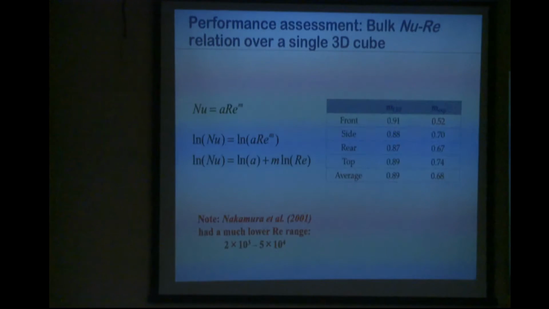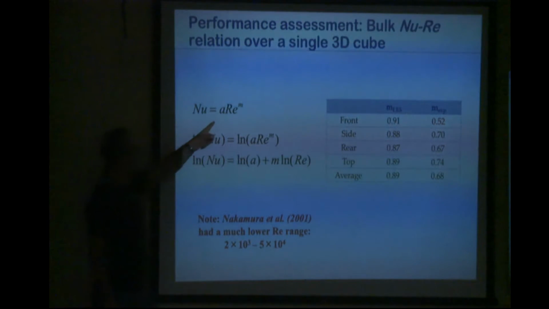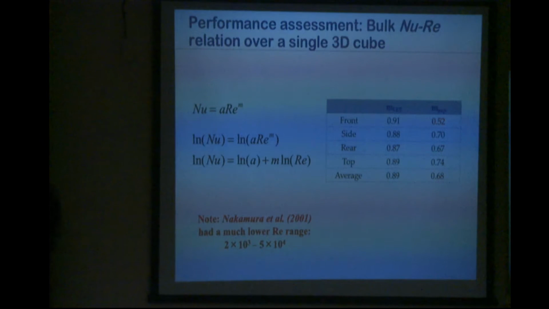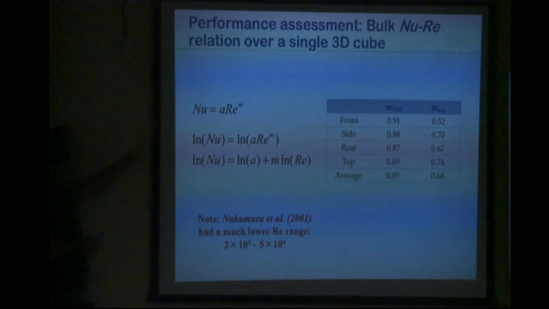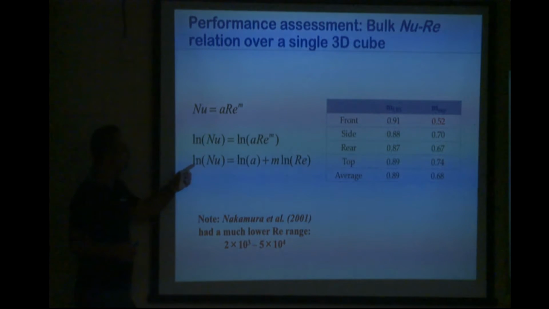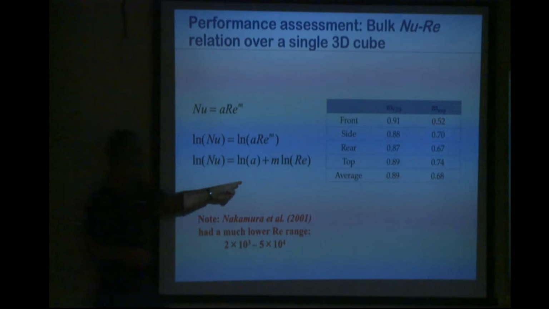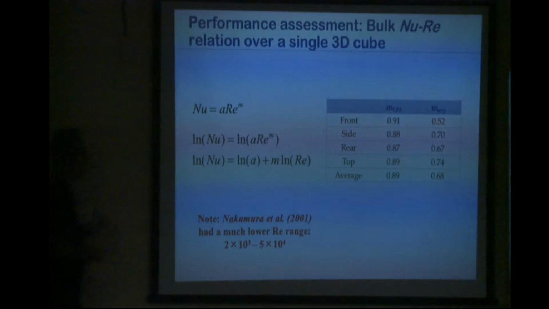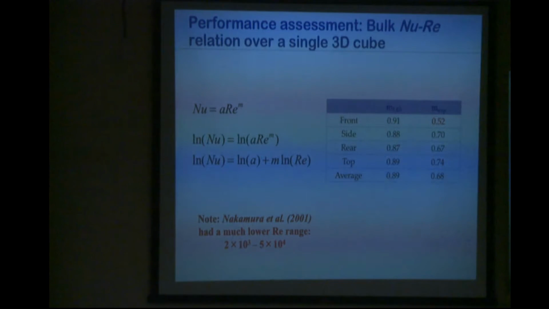Now, one thing we need to be able to predict is, again, I told you that Nusselt goes like Reynolds to the M. M is very important to predict because M tells you about the efficiency of heat exchange between the wall and the fluid. If you rewrite this, you can show that if you plot it on a log-log scale, M is the slope of log of Nusselt versus log of Reynolds. So M is typically what these studies try to predict.